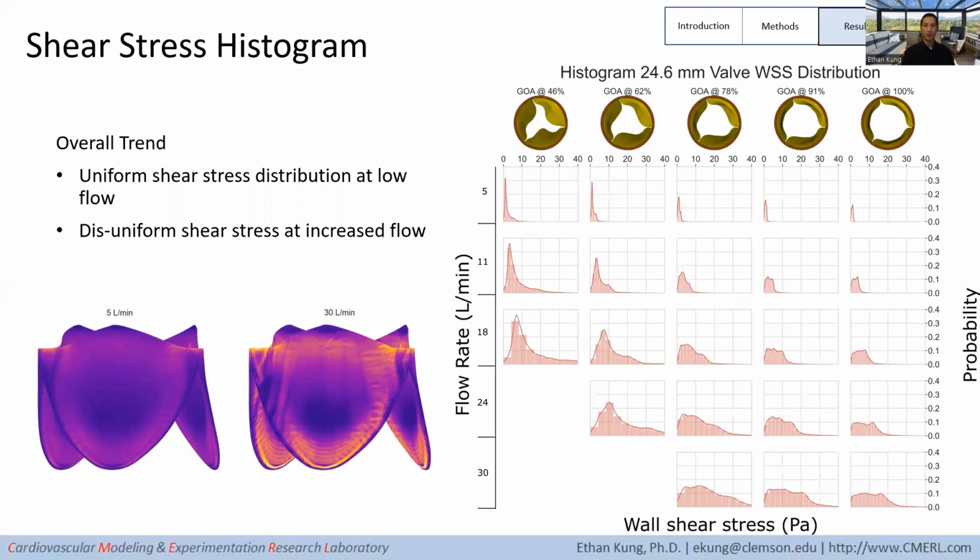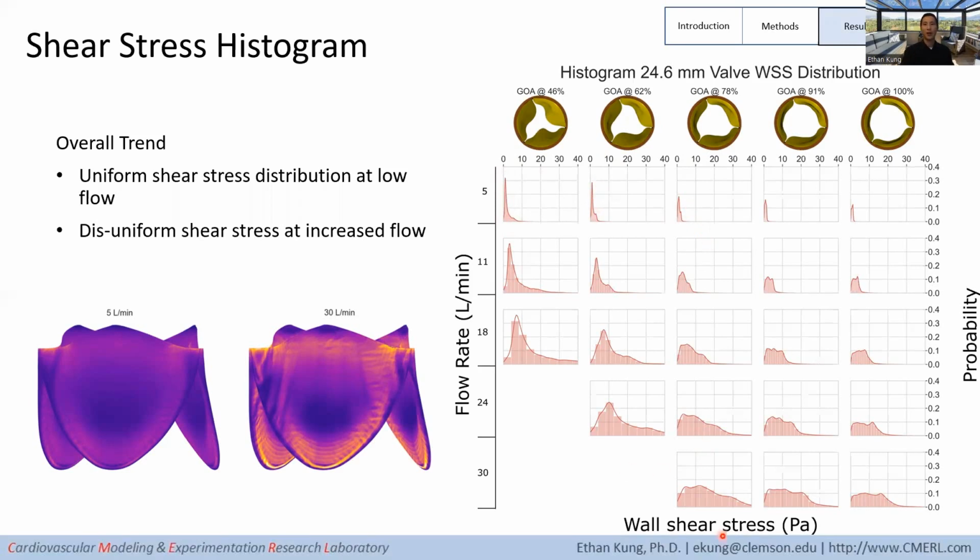A trend that we see is that for low flow, so here's low flow, pretty much the entire leaflet, all the regions of the leaflet, experiences a pretty uniform level of shear stress, and that's represented by these peaks in the histogram. Basically, all of the shear stress is around some narrow band of values.